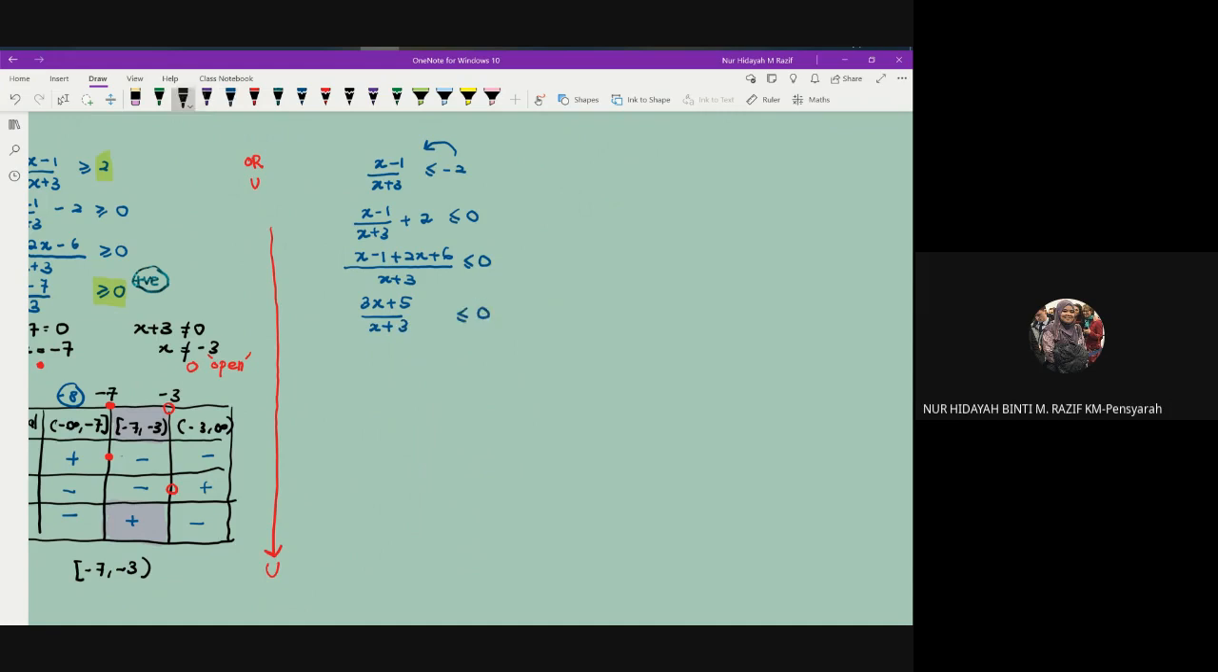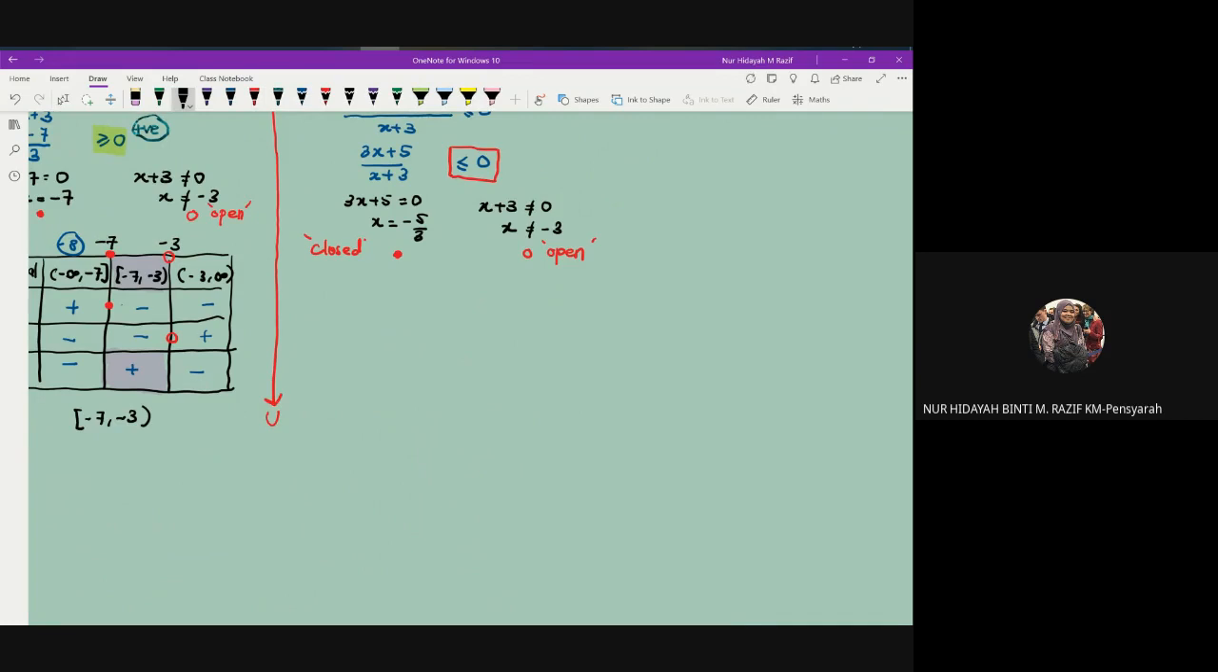So again, we are going to solve for x. 3x plus 5 is equal to 0. Awak akan dapat x is negative 5 over 3. And then again, x plus 3 should never take the value 0. So x can never be negative 3. And again, this one simbolnya ada equal. So di sini close. Di sini mesti open. Okay, so satu open, satu close.